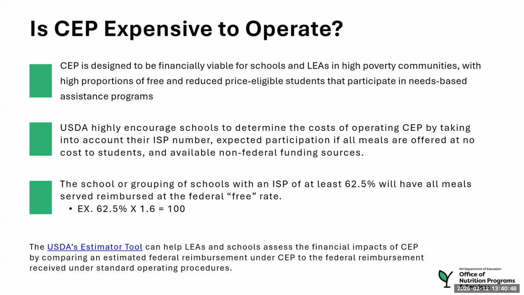USDA highly encourages schools to determine the cost of operating CEP by taking into account their ISP number, expected participation, and if all meals are offered at no cost, and the availability of non-federal funding sources. So the school or grouping of schools with an ISP of at least 62.5%, so this is just an example, will have all meals reimbursed at the federal free rate. So ISP of 62.5 times that 1.6 multiplier, that's how you get that 100% meals reimbursed at the free rate.